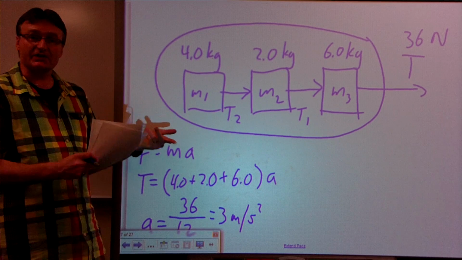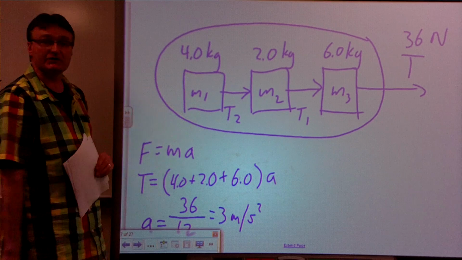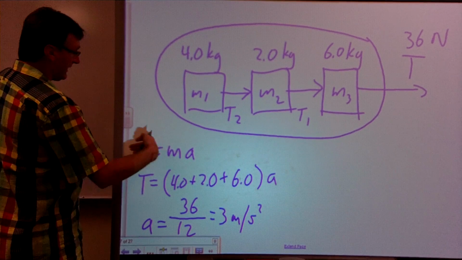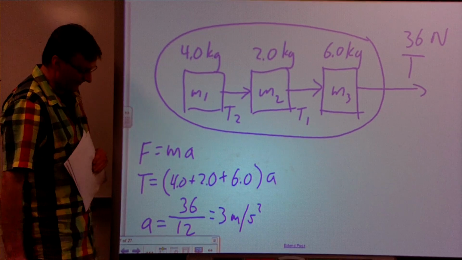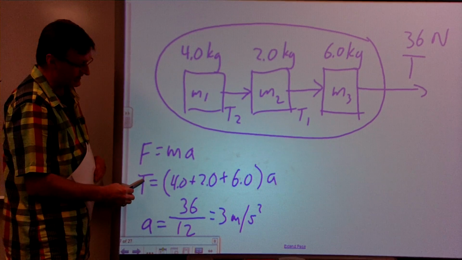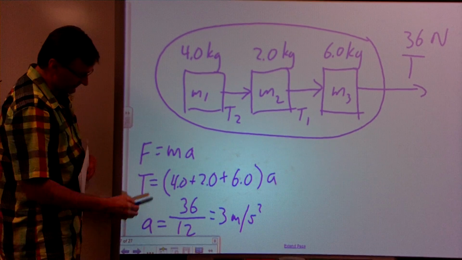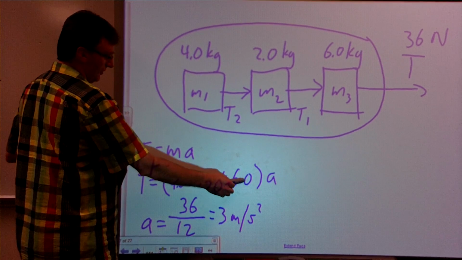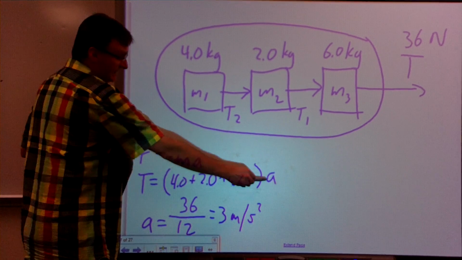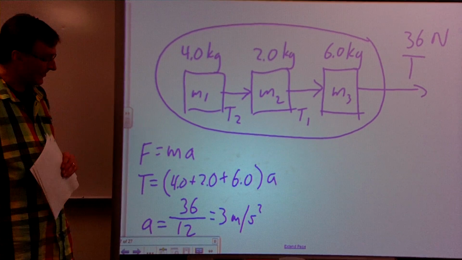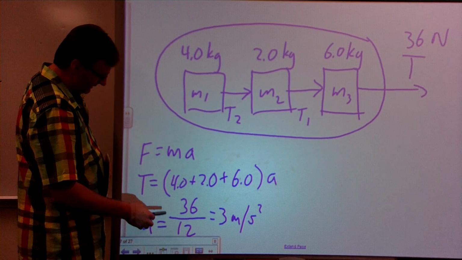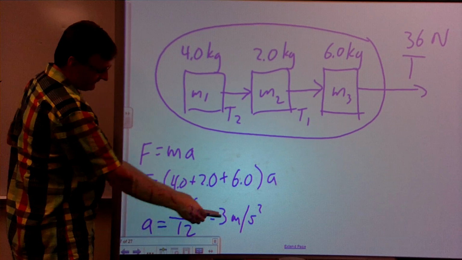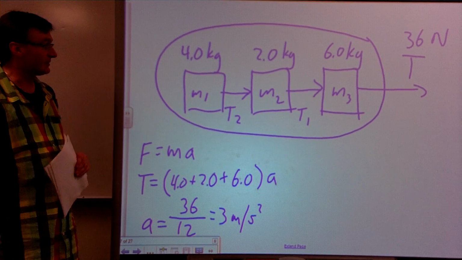Once again, we'll look at the whole system together, and then we can determine what the acceleration of the system is. That's easy enough to do. We start simply with F equals ma. The force on the system is the tension that's given, 36 newtons, equal to the total of the masses, which is 4.0 plus 2.0 plus 6.0, times the acceleration of the system. When you do that, you will find that the acceleration of the system, in other words, of each of the masses, is 36 divided by 12, or 3 meters per second squared.